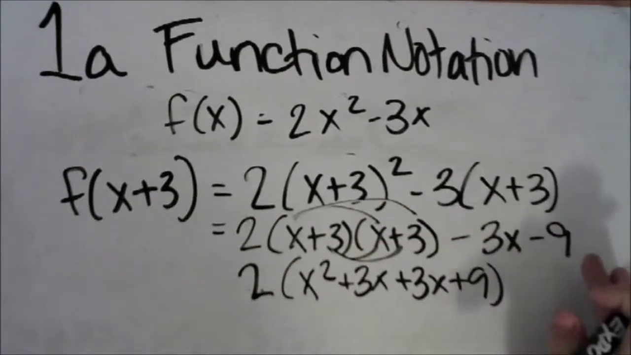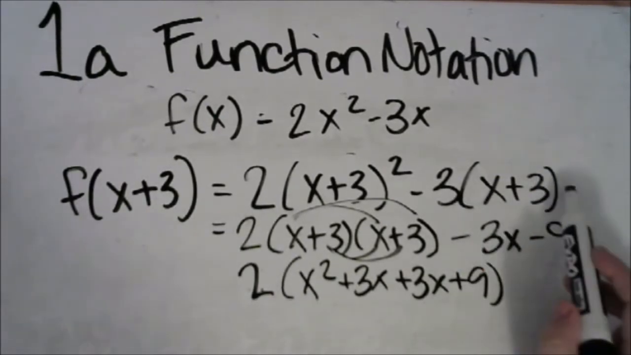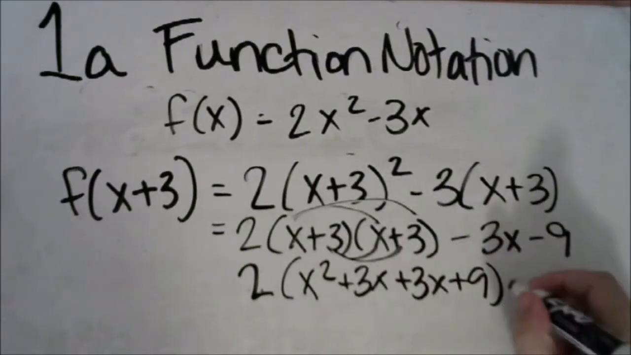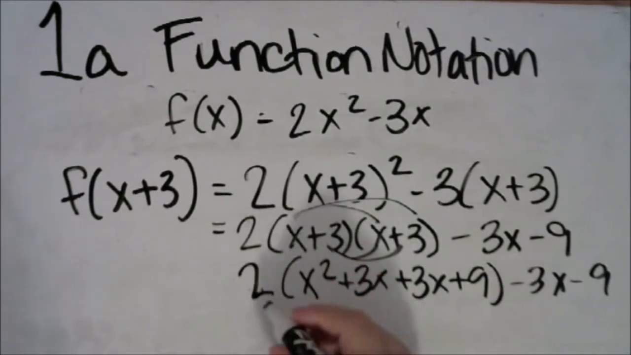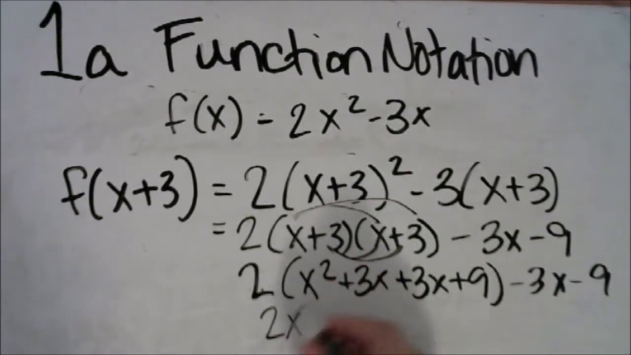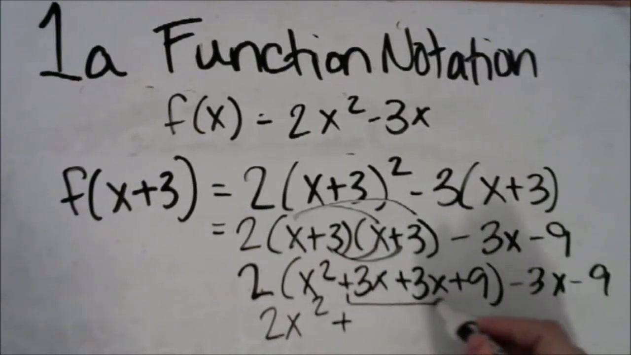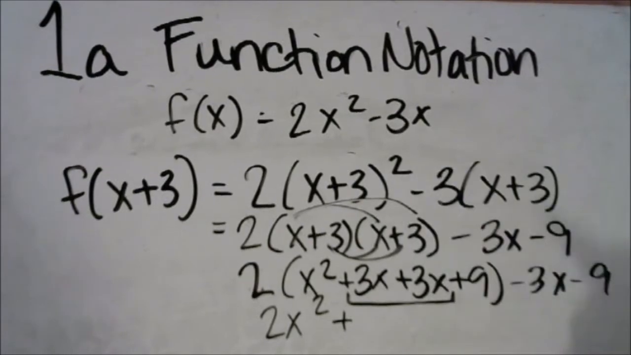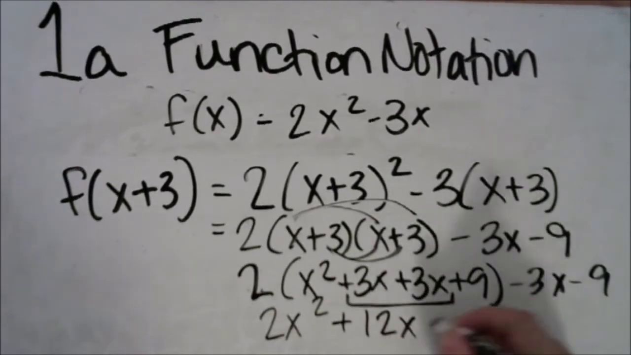Now you may have noticed I distributed the negative 3 out to the x plus 3. This is a separate operation, and because it's from a separate term, it can be evaluated while doing another step. Just make sure that you bring it down each time until it's time to combine it. We're now going to distribute the 2, but at the same time, I'm going to combine these. So 3x plus 3x is 6x. And 6x times 2 is 12x.